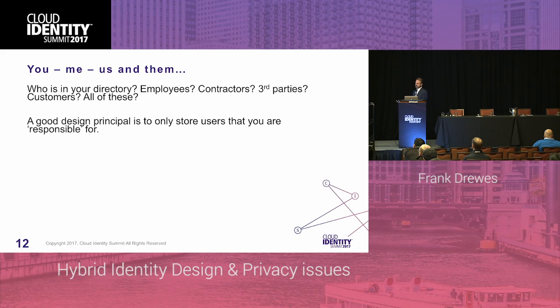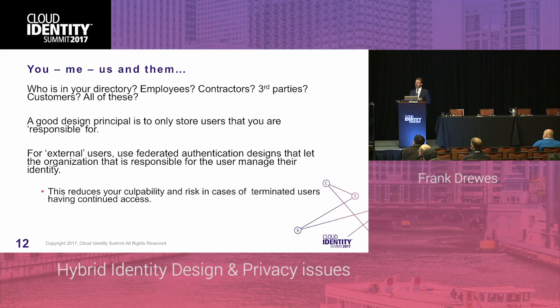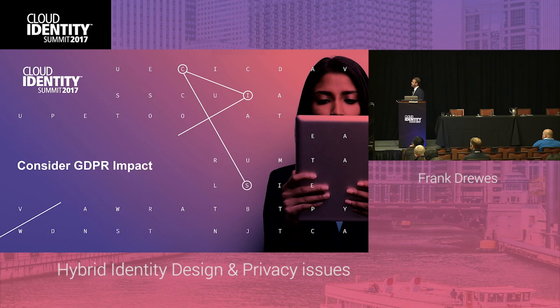One is to, as much as possible, just store information about people that you're responsible for, and not people who you aren't able to speak for. As much as possible, if we can move to federated identity concepts, where we take identities that exist in their home systems or home directories and use those identities to authenticate, those are much better designs for a couple of reasons. One is it reduces, I call it, your culpability and risk in cases where, let's say, someone who's been terminated is still able to access applications. It doesn't mean it won't happen, because the home organization could be as forgetful about updating people as you are, but it puts the responsibility on them to maintain that.